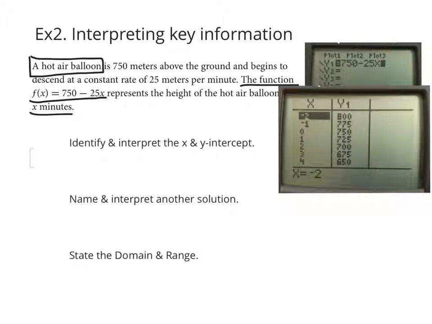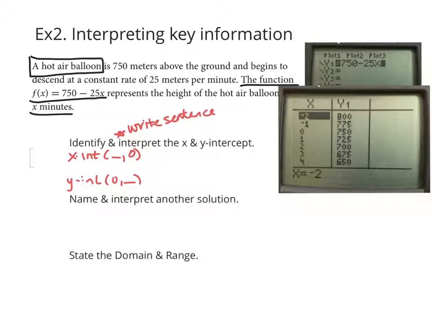If we want to identify and interpret, one thing that you need to make a note of, a star in your notes, is that interpret means you need to write a sentence to explain what significance that point has. So remember that x-intercepts are written in the format a number, comma, 0, and that y-intercepts are written in the format 0, comma, a number.